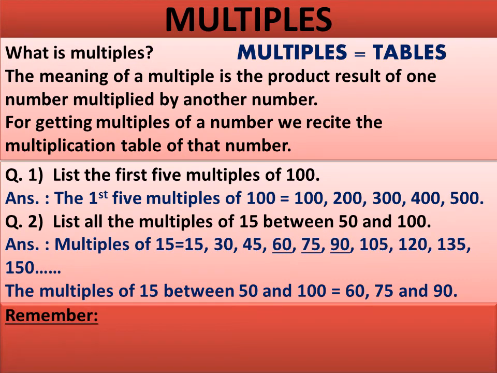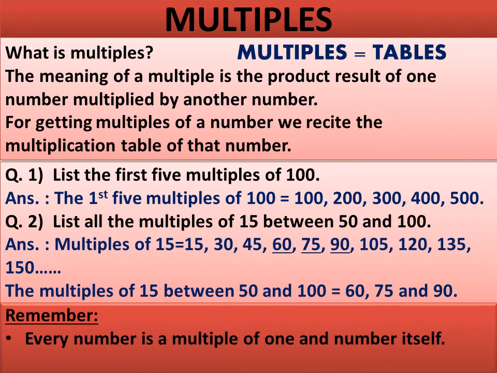You have to remember some important points in multiples. Number 1. Every number is a multiple of 1 and the number itself. Number 2. 0 is a multiple of every number.